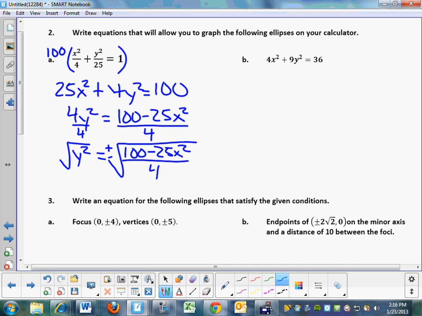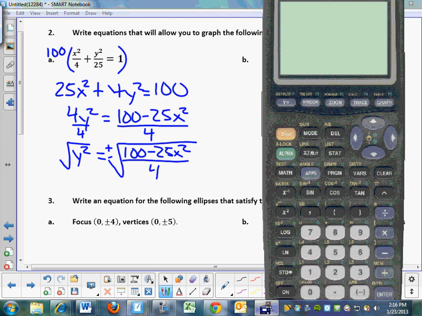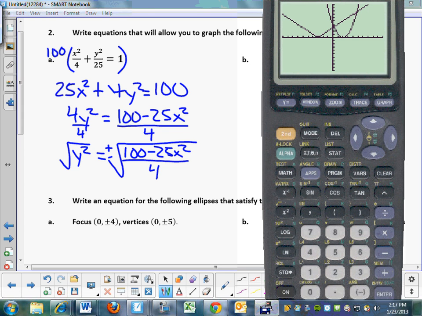And all I'm doing that is because it says write equations that will allow you to graph the following ellipses on your calculator. Now that I have that, I can type in two functions, the positive one and the negative one. And if I do, I should see, hopefully, both parts of the ellipse. So you may say, well, I can't really graph them. You can get a general idea to see if you've done it correctly. Let's try that.